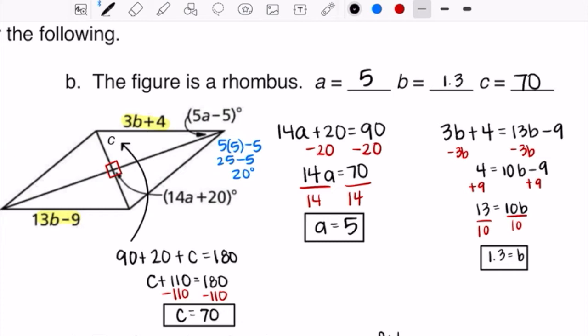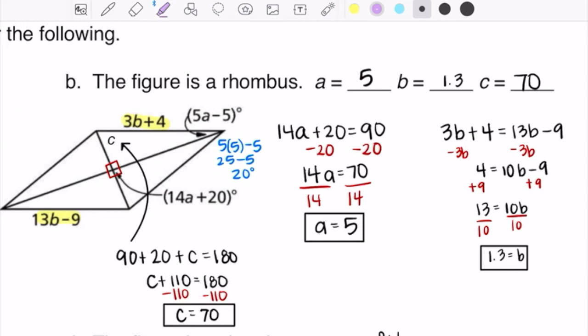The first one that I solved for is a, and so to solve for a, 14a plus 20, I looked at the picture where I saw the a. Notice how that's pointing at one of those angles that are in the middle, and so that's how I knew how to set up this equation right here, that 14a plus 20 equals 90. That's because that angle is pointing at the intersection of the diagonals. I know that in a rhombus, the diagonals are perpendicular to one another. So I'll minus the 20 from both sides and then divide by 14. So I'll get a equals 5.